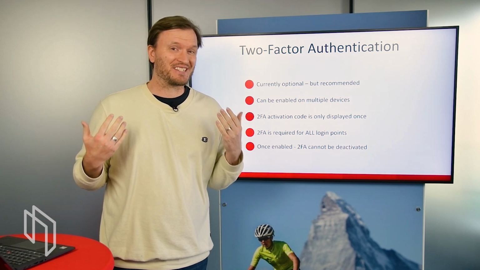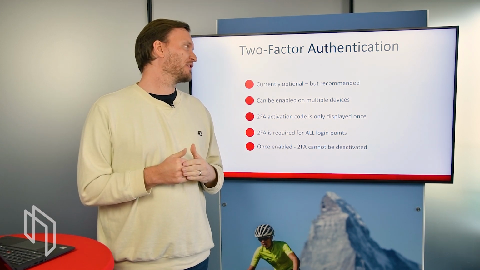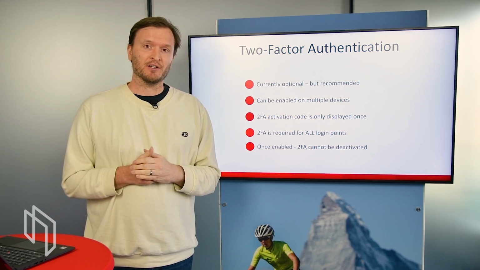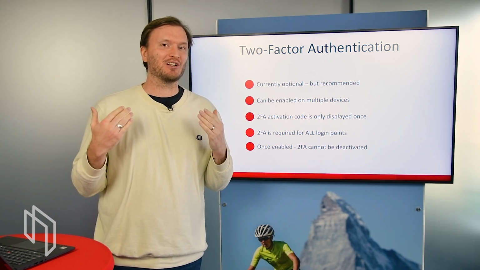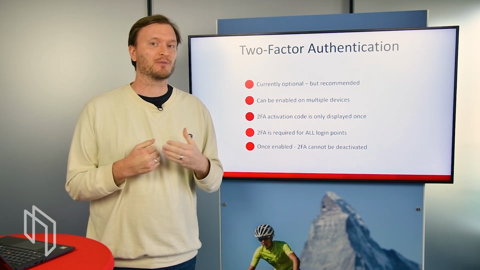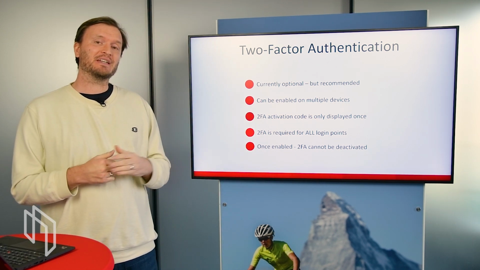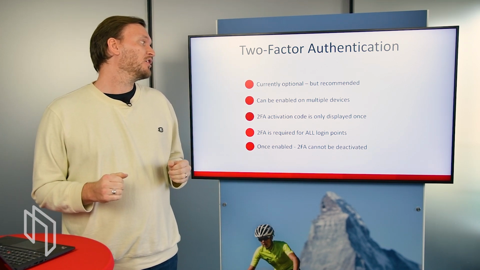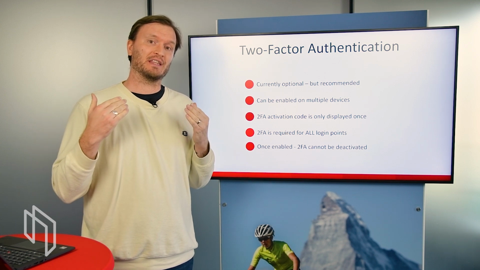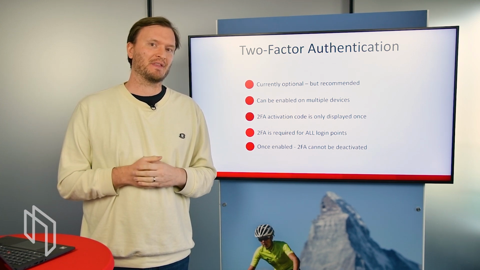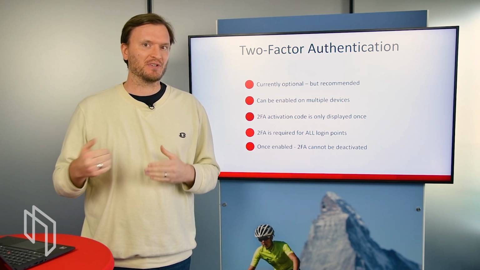A few things to consider when enabling two-factor authentication. It is currently optional, but highly recommended. Your race result accounts contain a lot of personal data of your participants, which you should take proactive steps to protect. It can be enabled on multiple devices if you require. However, note that the activation code in the website is only displayed once, so you would need to save that image somewhere, which may decrease your security level.